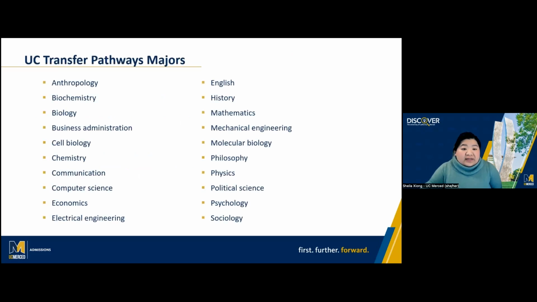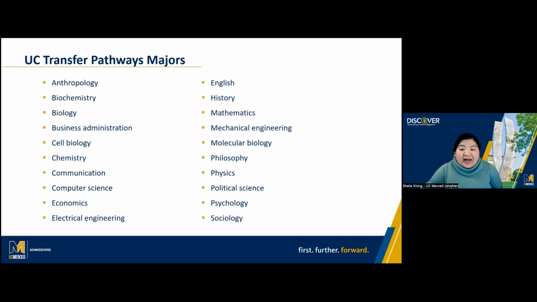All right, these are the majors that are currently available for UC transfer pathways. The majors include anthropology, biochemistry, biology, business administration, cell biology, chemistry, communication, computer science, economics, electrical engineering, English, history, math, mechanical engineering, molecular biology, philosophy, physics, political science, psychology, and sociology.